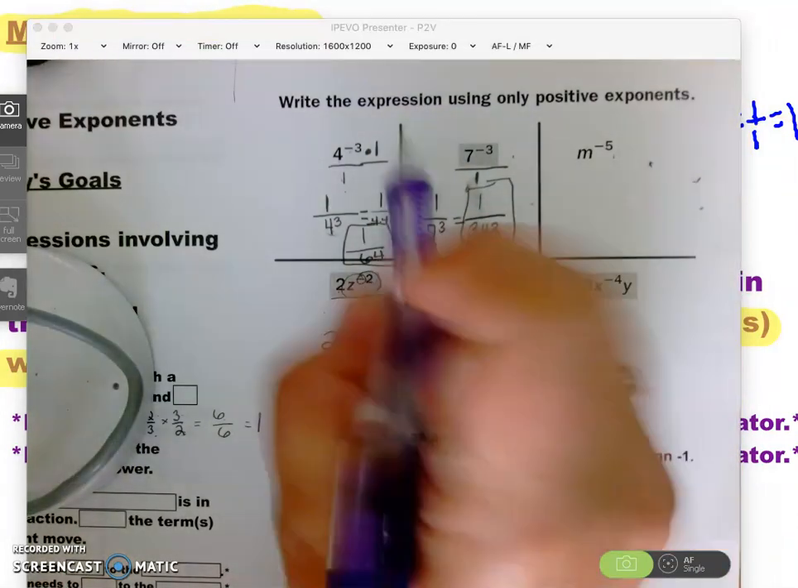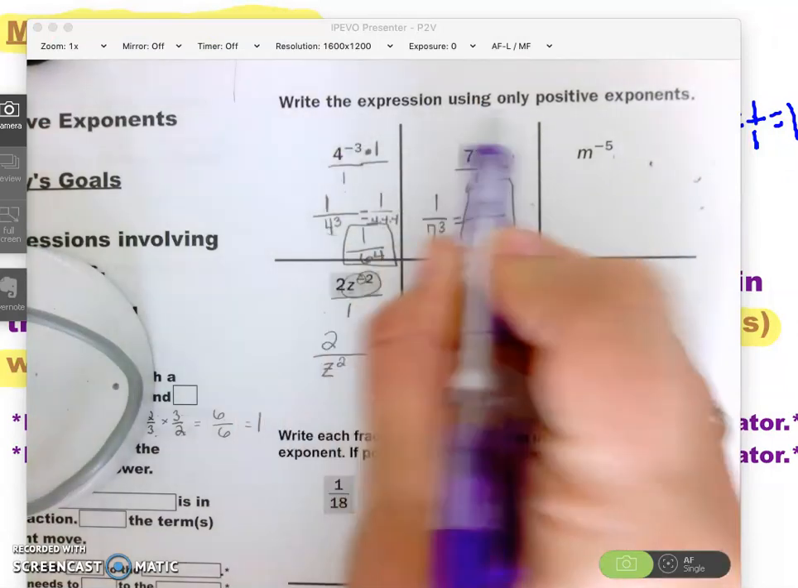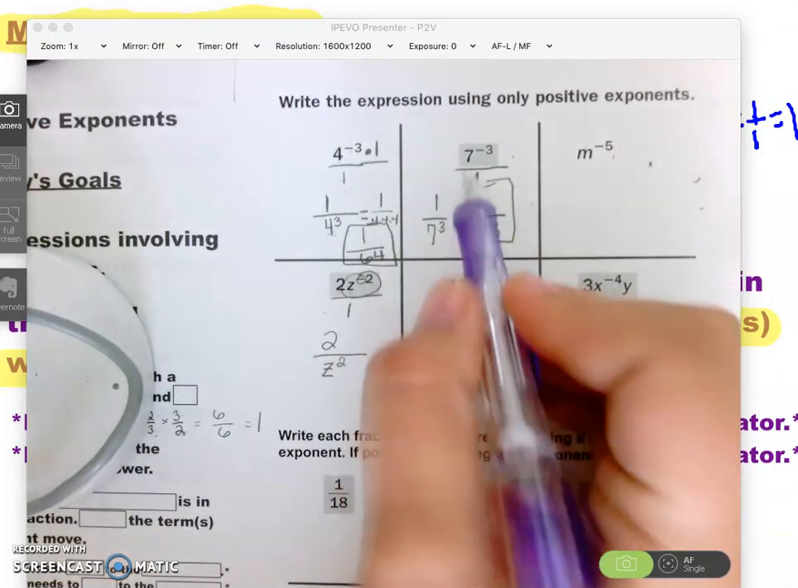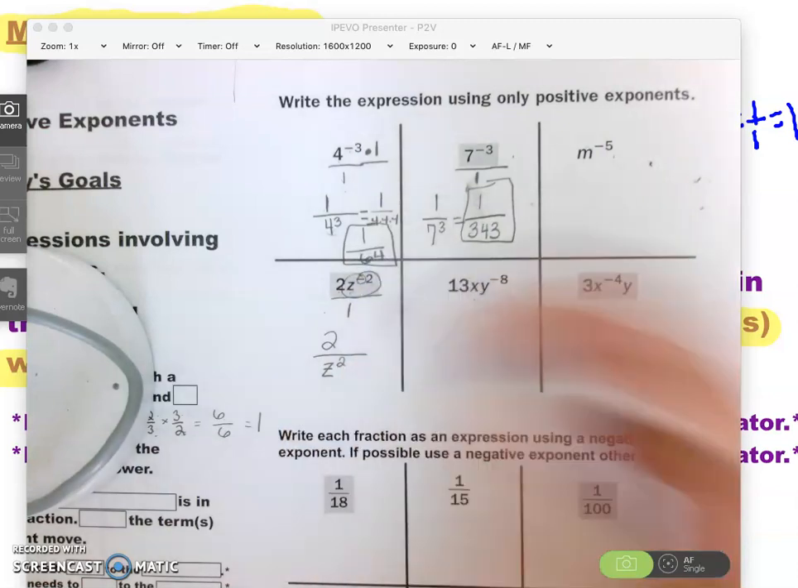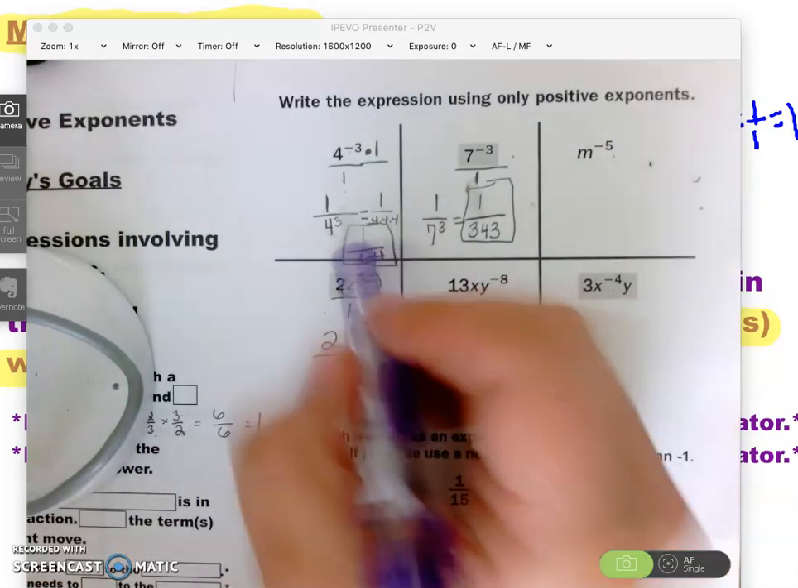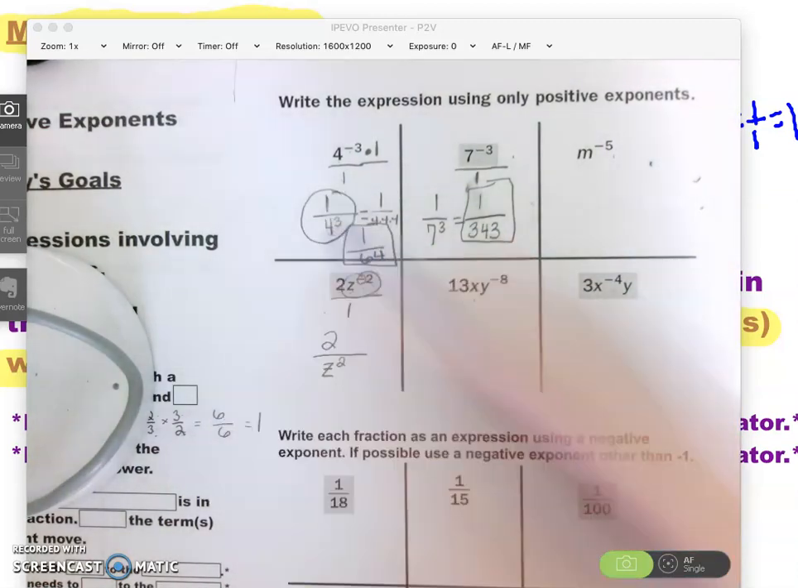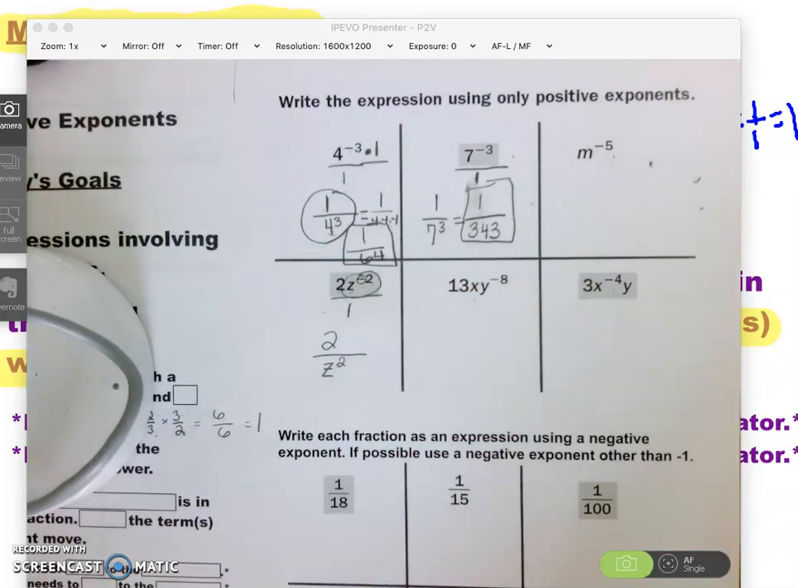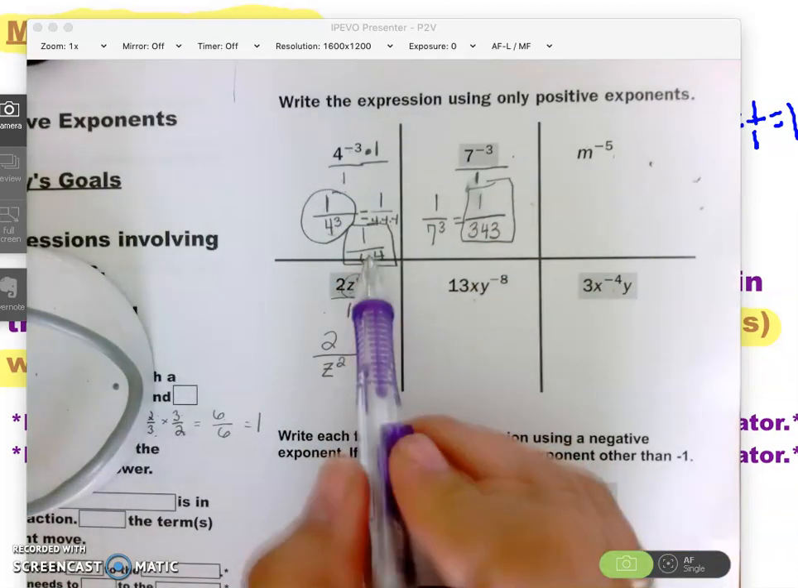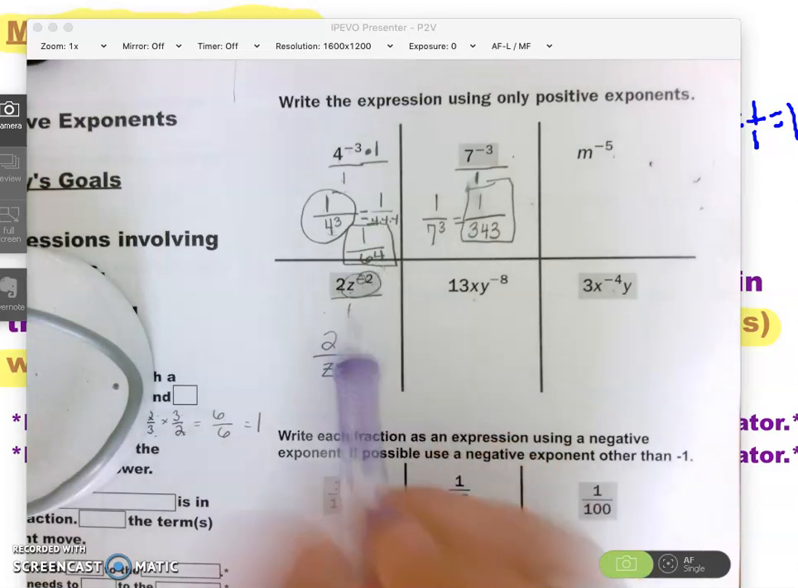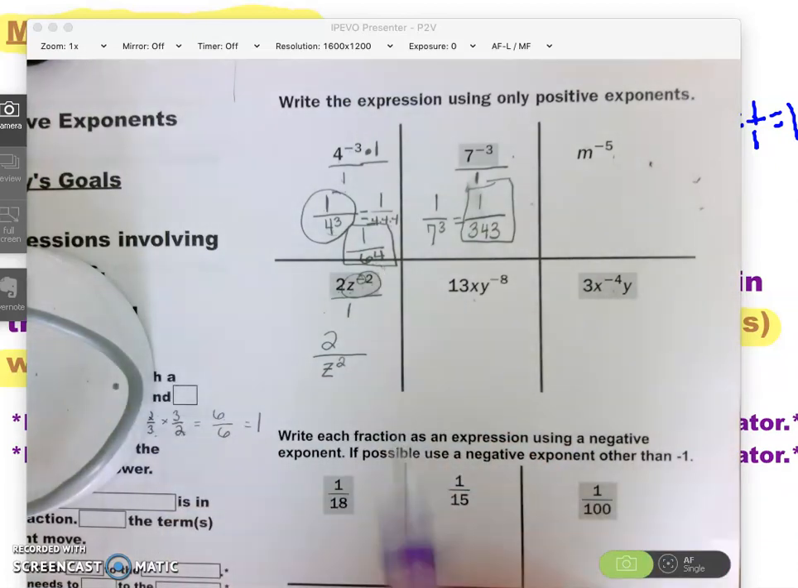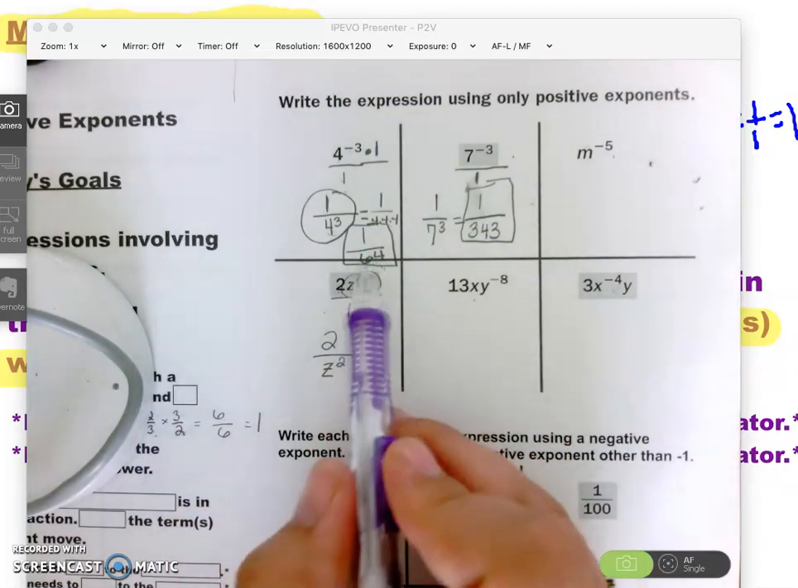Now if you see my directions, write the expression using only positive exponents. Right now I have only positive exponents. So right here, this is only positive exponents. Now if it said to solve it, I would solve it all the way down. So unless it says do not solve, just leave with a positive exponent, I would make it here.